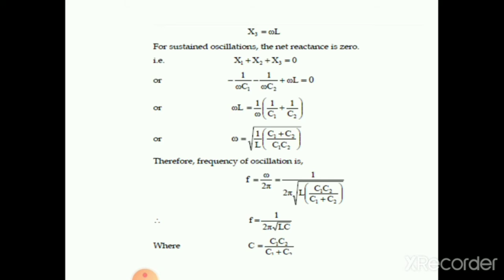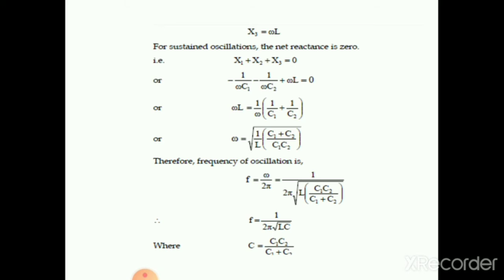For sustained oscillation, the net reactance is 0. So we have X1 plus X2 plus X3 is equal to 0, that is 1 by omega C1 minus 1 by omega C2 plus omega L is equal to 0, where omega L is equal to 1 by omega into 1 by C1 plus 1 by C2. So if you bring omega from the right side to the left side, omega square is equal to 1 by L into, with LCM, C1 plus C2 by C1 C2. So omega is equal to under root of 1 by L times C1 plus C2 by C1 C2.